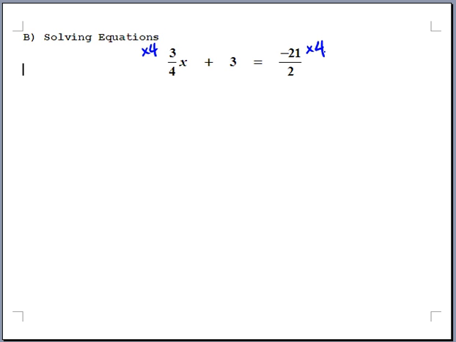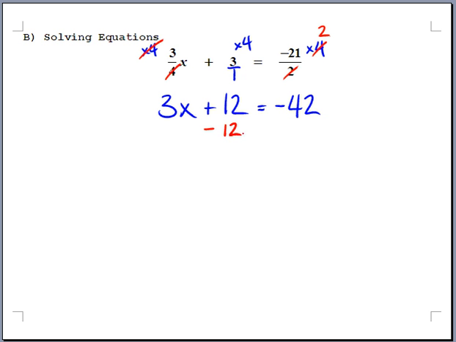And sometimes students will stop there. But remember, the 3 is actually a 3 over 1. And so all terms in the equation need to get multiplied by 4. And then it's kind of nice here. These 4's will cancel out. Nothing to cancel here with the 1 and the 4. And then the 2 goes into that 4 2 times. So if we multiply that out, we've got 3x plus 3 times 4 is 12 equals negative 21 times 2, negative 42. Now it's nice and flat.